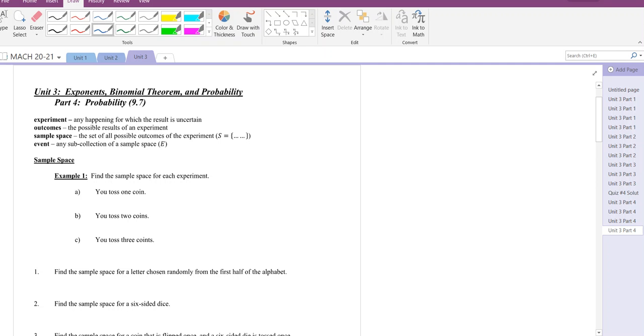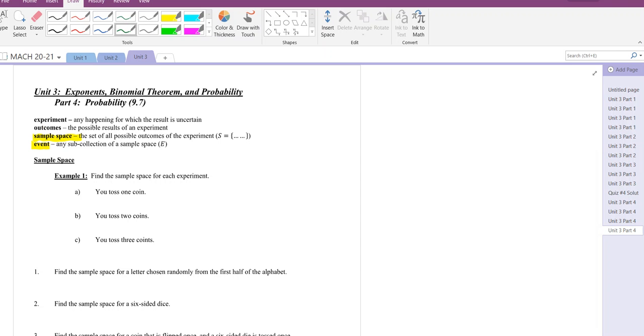There are some terms that you want to know about probability. First of all, experiment. An experiment is anything that we're going to take the probability of, basically any event for which the result is uncertain. Outcomes are the possible results of the experiment. Sample space is the set of all possible outcomes of the experiment. And the event is a sub-collection of the sample space. In this case, the event is what outcome we want when we're finding the probability.